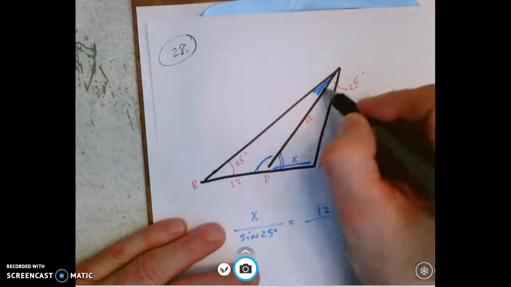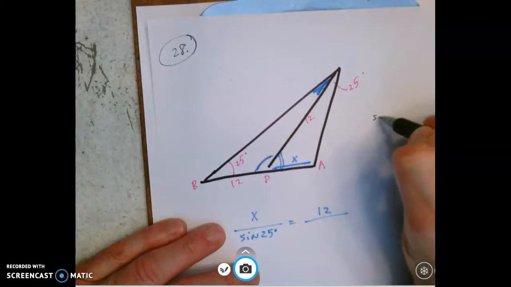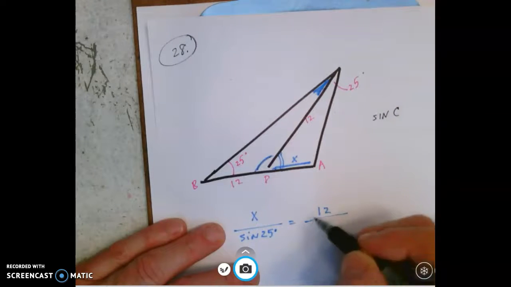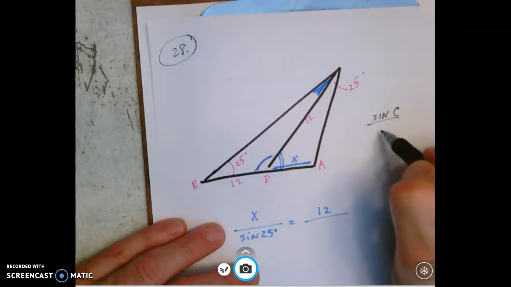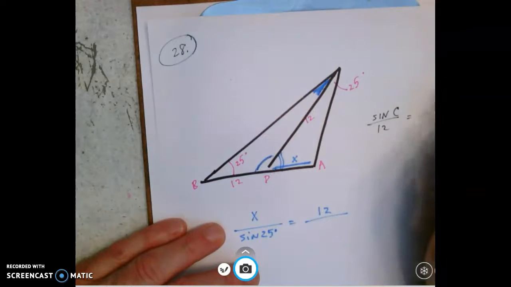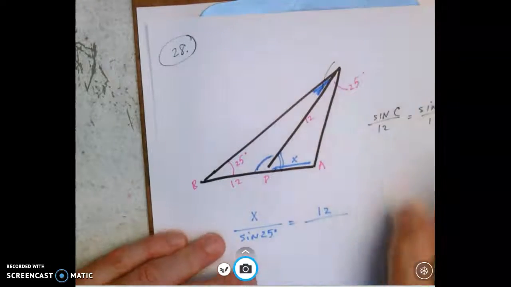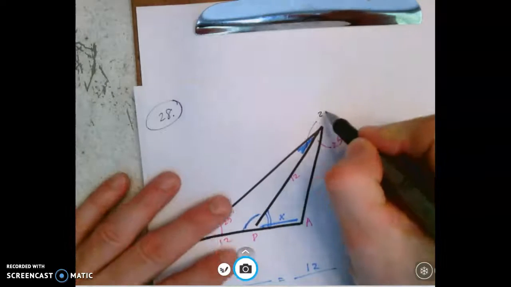Ready? So I'm going to do this piece right here. And I'm going to have sine of unknown. That's the sine of the little blue sliver. It's not labeled on our table, so I'll call it C, divided by 12, is equal to sine of 25 divided by 12. So this is going to be 25 degrees, for sure. That blue angle is 25 degrees.